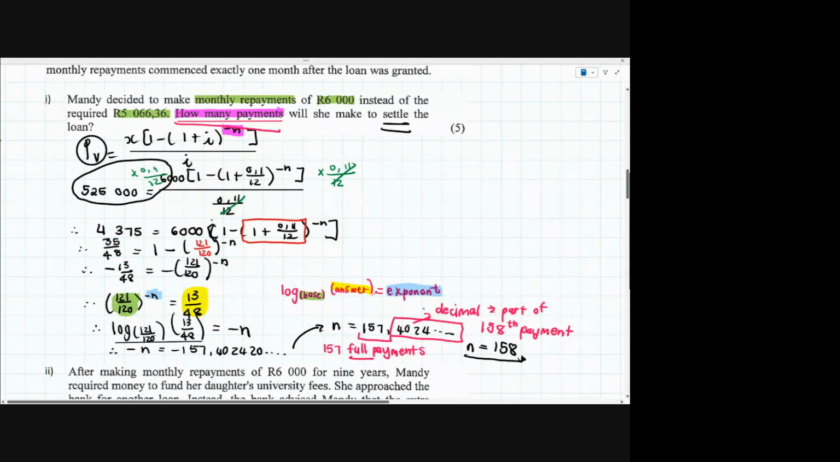Yes, whenever you get this decimal situation, this decimal of 0.40 technically should not round up according to our rounding rules. However, if you round it down, you would be just short of settling your loan. So we would have to round it up to ensure that the loan is in actual fact settled. You are making 158 payments. It's just that the 158th payment is not a full 6,000 Rand payment.